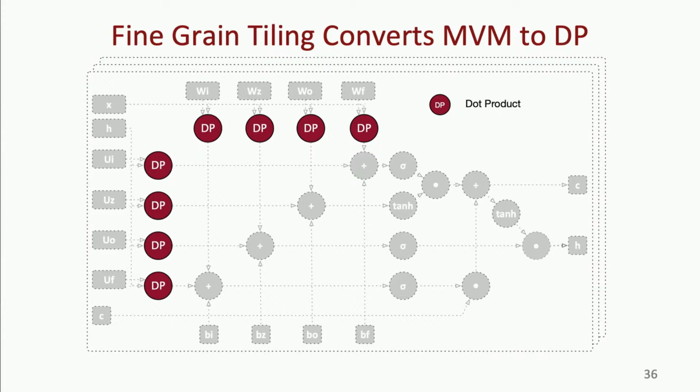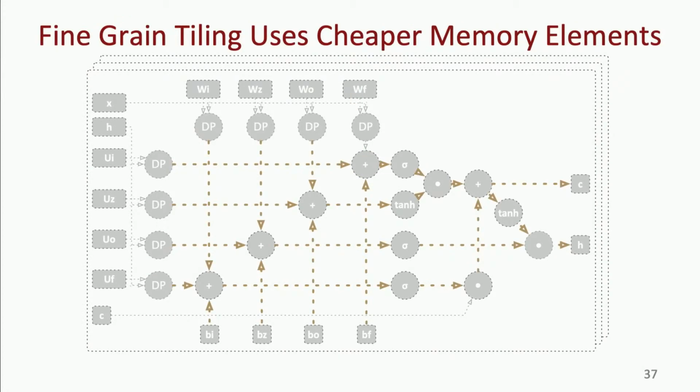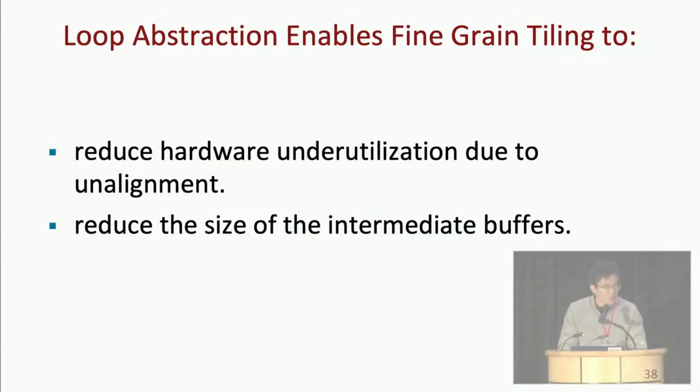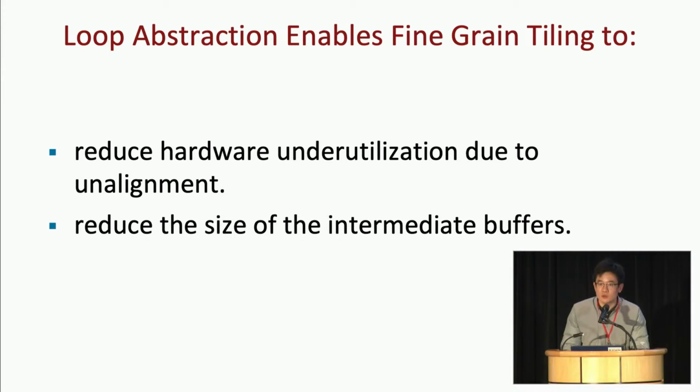Now, with fine-grained tiling, the matrix vector multiplication operations within the original data flow graph are all converted into dot products. Moreover, the paths within the original data flow graph are now only accessing on-chip registers instead of the on-chip scratchpad memory. Overall, we find that loop abstraction enables fine-grained tiling to reduce hardware underutilization due to unalignment and to reduce the size of the intermediate buffers.